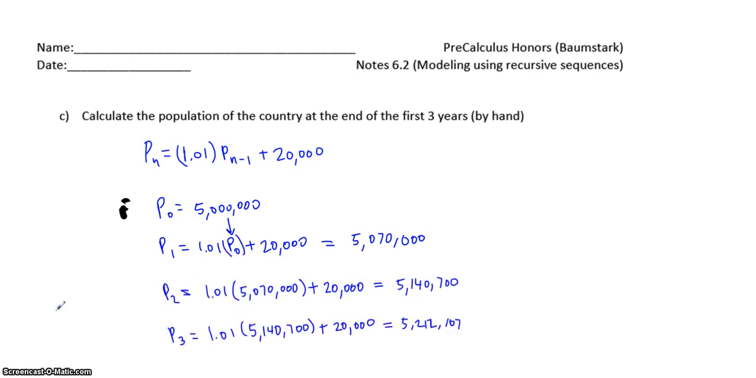Okay, what I've done here then is just gone ahead and done the rest of them, just to walk through what's going on. So P2 then, I'm just going to plug that into the formula. It's going to be 1.01 times the prior value. And again, I have the prior value right here. Just going to go ahead and substitute that in there, take 1% of that value, add my 20,000 immigration, and then I come up with this number.